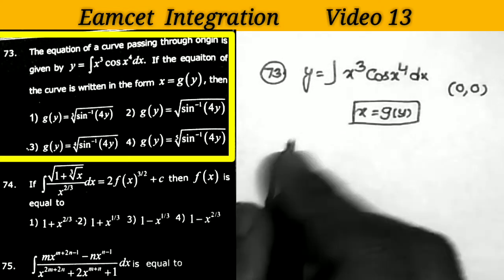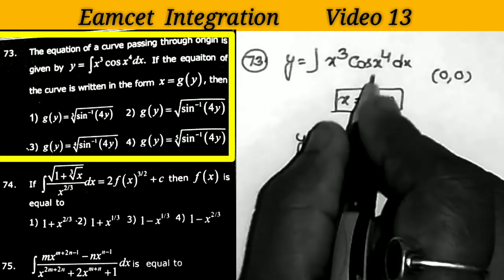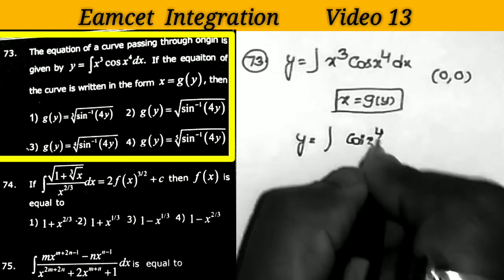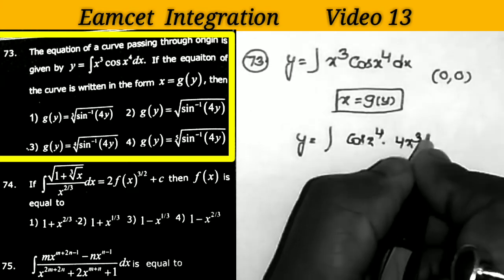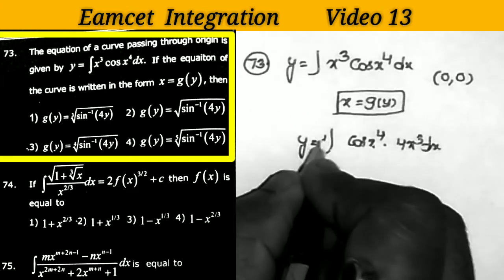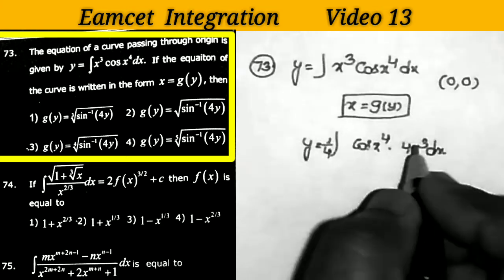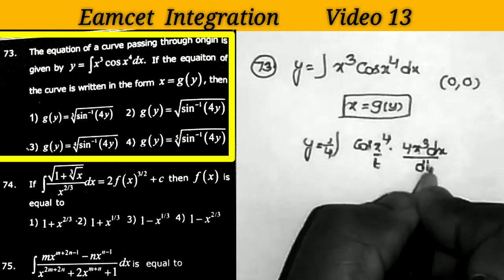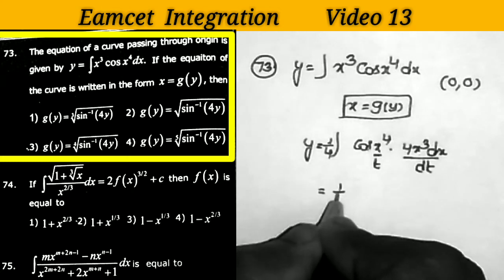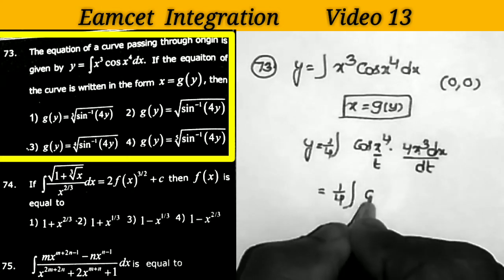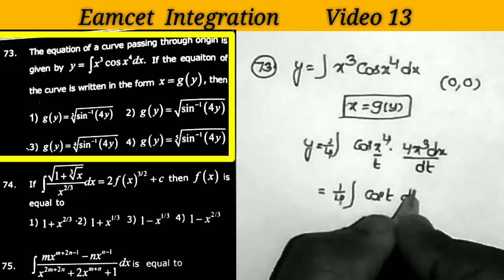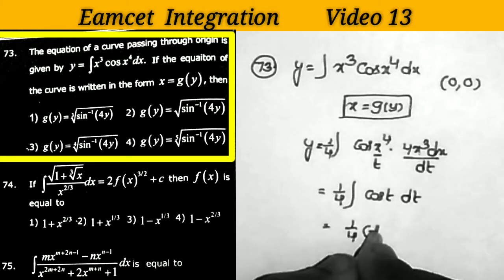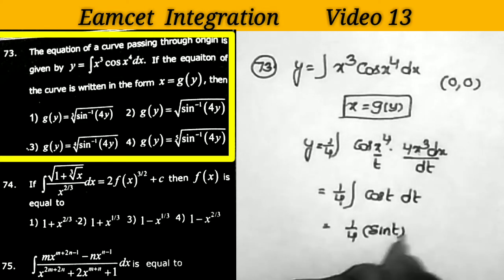Okay, first finding the solution. So this is equal to, what is the x power 4 derivative? 4x cube. That is cos x power 4 into 4x cube into dx. Just applying the constant 1 by 4 in front. Now x power 4 is equal to t means this total value is equal to dt. Okay, that is 1 by 4 into the integral of cos t into dt. This is t, this is dt. What is the cos t integration? Sin t plus c. 1 by 4 into sin t plus c.